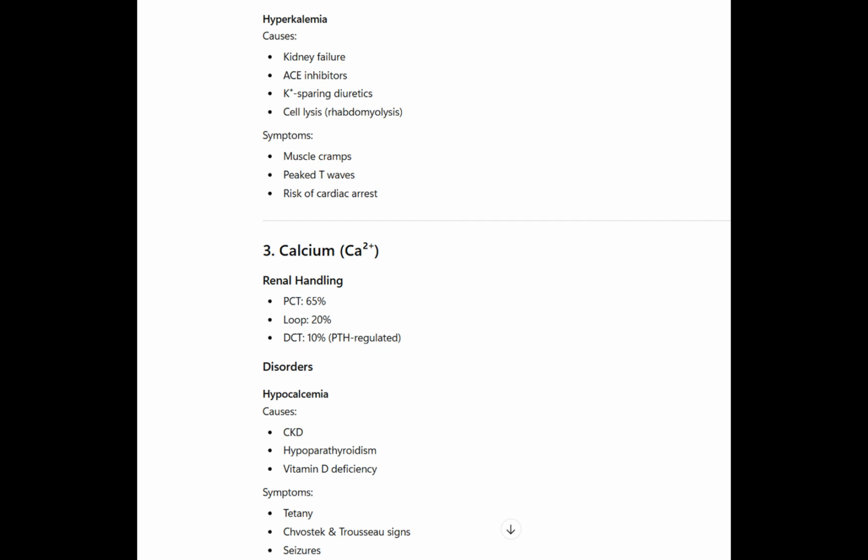3. Calcium, Ca²⁺. Calcium is essential for muscle contraction, neurotransmission, and bone mineralization. Renal handling. 65% is reabsorbed in the proximal tubule. 20% is reabsorbed in the thick ascending limb. 10% is reabsorbed in the distal convoluted tubule under the influence of parathyroid hormone, which increases calcium reabsorption.